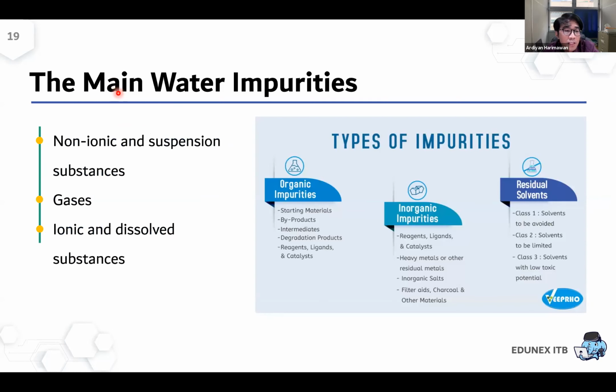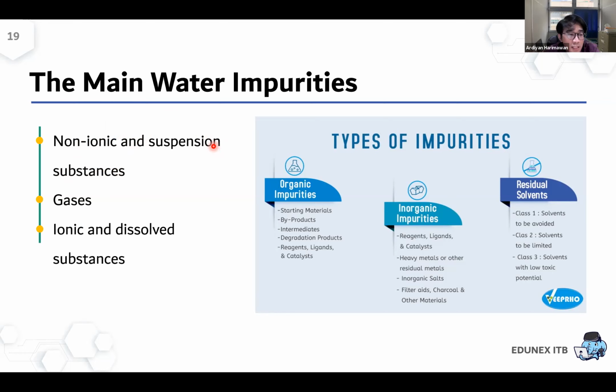Okay, the main impurities, you can see that the characteristic, the first one is the non-ionic and suspension substance. Ya, jadi salah satu bentuk dari impurities itu adalah senyawa-senyawa yang sifatnya non-ionic. Non-ionic berarti tidak bermuatan ya. They won't have a charge, and normally they will be in suspension form. Bentuknya adalah bentuk tersuspensi. Tidak terlarut, tapi tersuspensi.